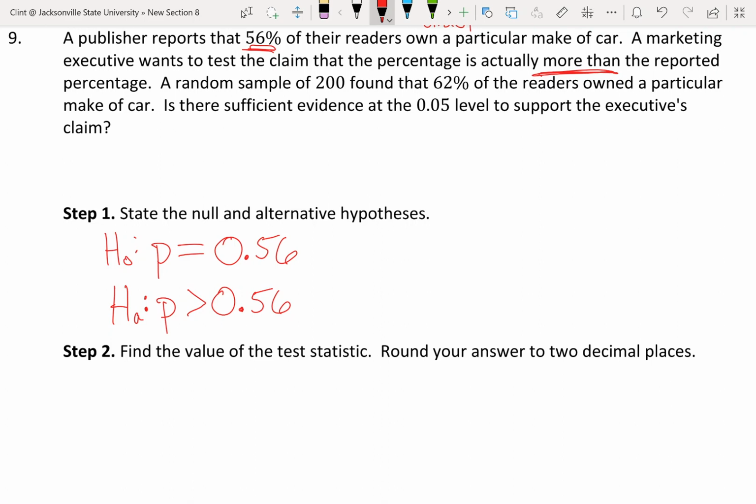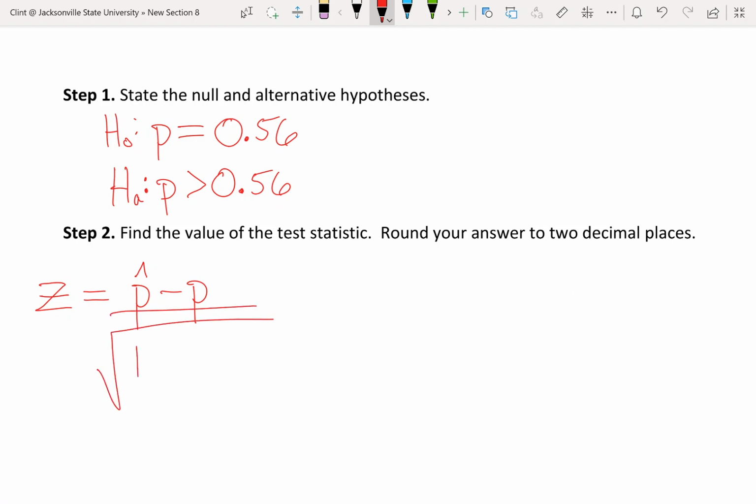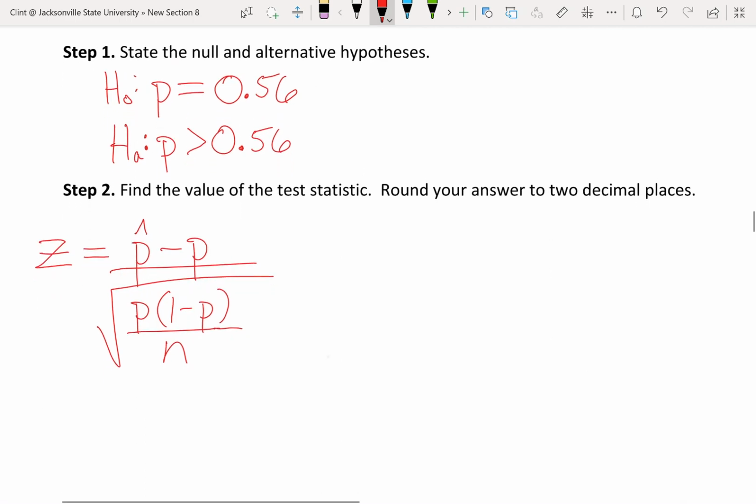And again, I don't care if you write these as decimals or percents on the test, but when you go to use it in the formula, you've got to change it to a decimal. Or it's easier if you do. Step 2, we're dealing with proportions. We only have one formula for proportions, so that narrows that down for us. And then our formula is P hat minus P over the square root of P times 1 minus P over N. Again, don't worry, I'll give you a formula sheet with all that.